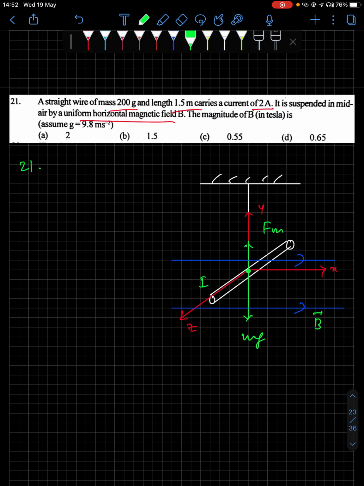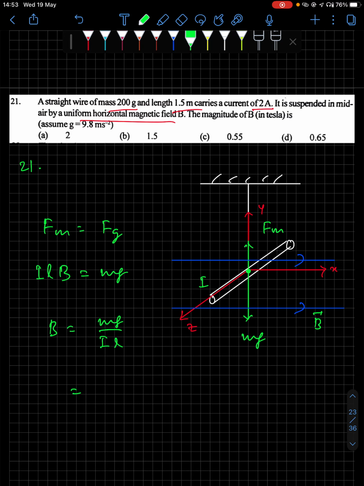So under this situation, you can take that the magnetic force is equal to mg, the force due to gravity. So ILB, because the angle between the length and the magnetic field is 90 degrees, equals mg, and B equals mg by IL.